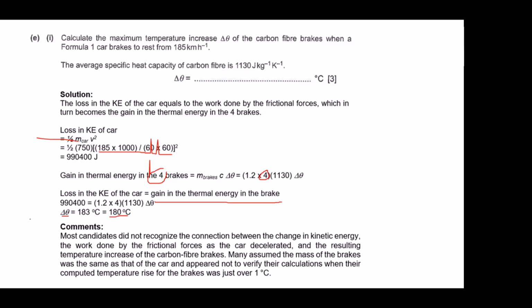Many candidates, of course, did not recognize how the change in KE is the work done by the frictional forces, right? And the temperature increase. So you need to establish the fact that the loss in KE will be equated to the gain in thermal energy by the concept of conservation of energy.